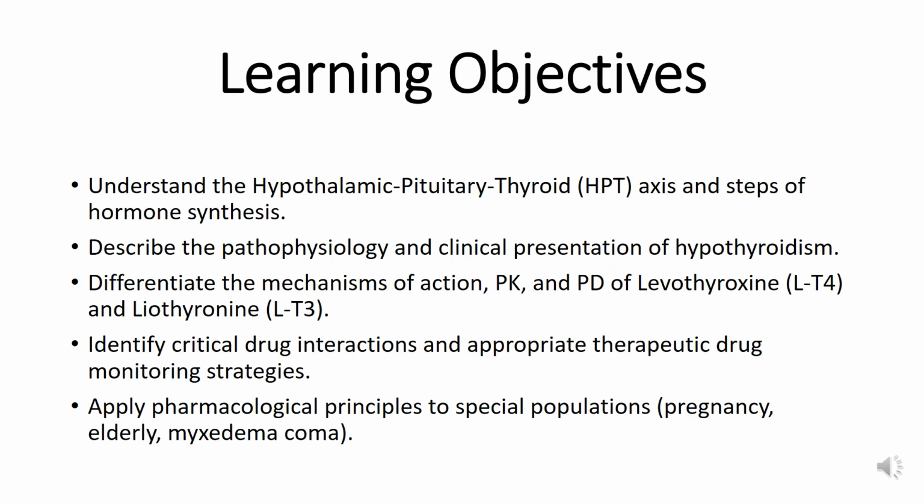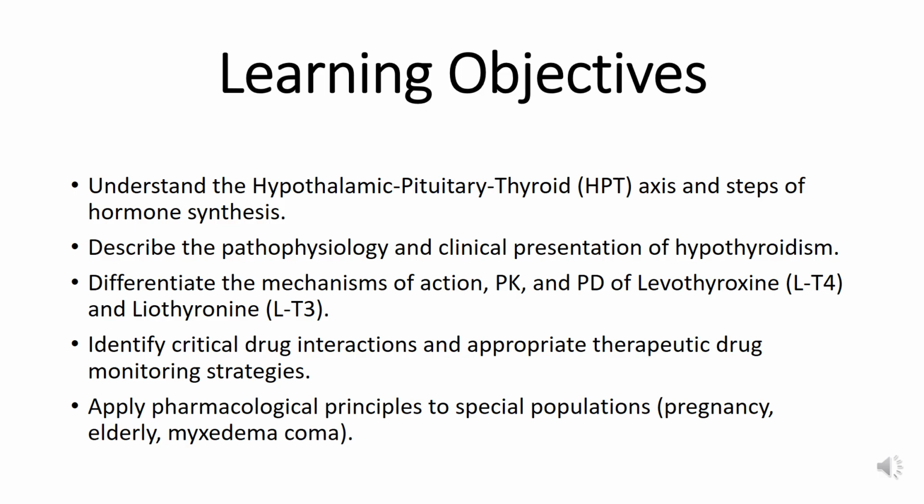Understanding thyroid pharmacology begins with the hypothalamic-pituitary-thyroid, or HPT, axis. This is the body's command system for controlling metabolism. The hypothalamus releases thyrotropin-releasing hormone, also called TRH. Thyrotropin-releasing hormone stimulates the pituitary gland to release thyroid-stimulating hormone, or TSH. Thyroid-stimulating hormone then signals the thyroid gland to produce the hormones thyroxine, known as T4, and triiodothyronine, known as T3.